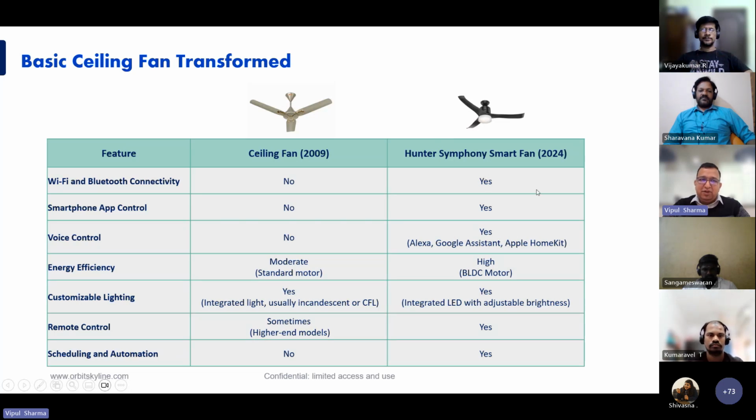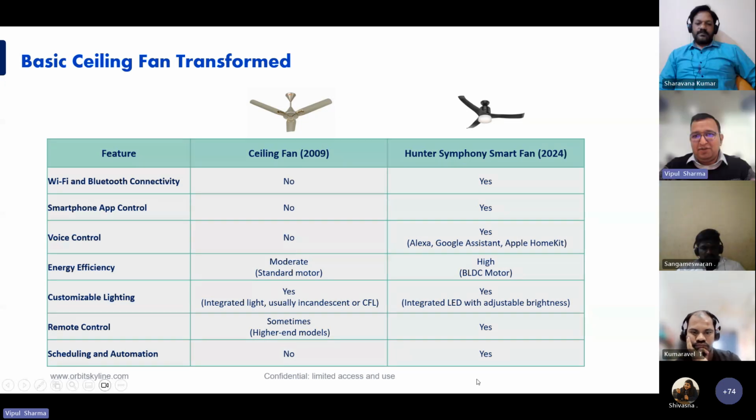It had Wi-Fi and Bluetooth connectivity. It can be controlled by my smartphone. It has voice control. It has very high efficiency, consuming much less power than an older fan. It has customizable lighting, so I can have different colors. And it obviously had a remote control, and I can also schedule it, like it should switch off after a certain period of time, or switch on after a certain period. So all these were the features.